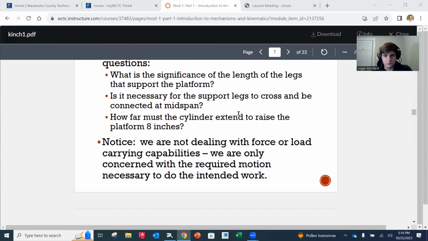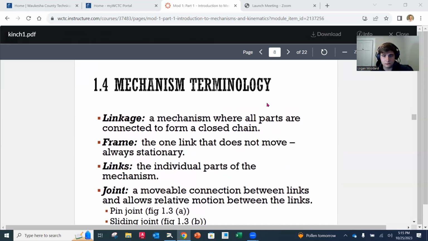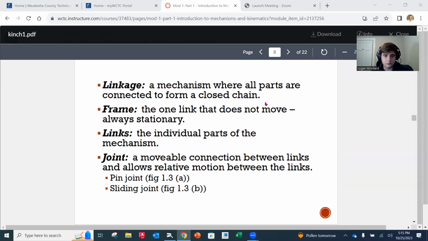Notice we're not dealing with the forces or the load carrying capabilities. We're only concerned with the required motion necessary to do the intended work. Okay. That's kinematics. All right. Now, let's talk about some mechanism terminology. So there's linkages, there's frames, there's links, there's joints. These are all things that we're going to be talking about as we continue through the class, especially as we're creating our kinematic diagrams for these first chapters.